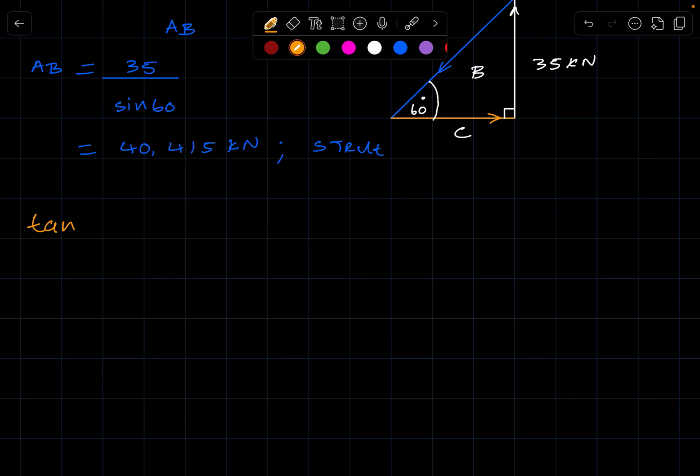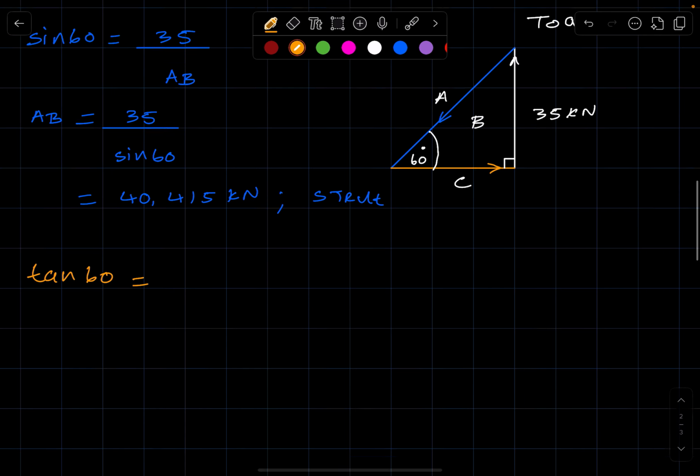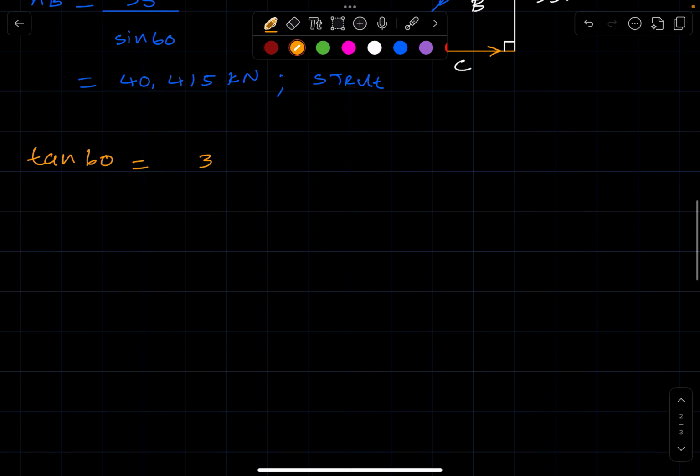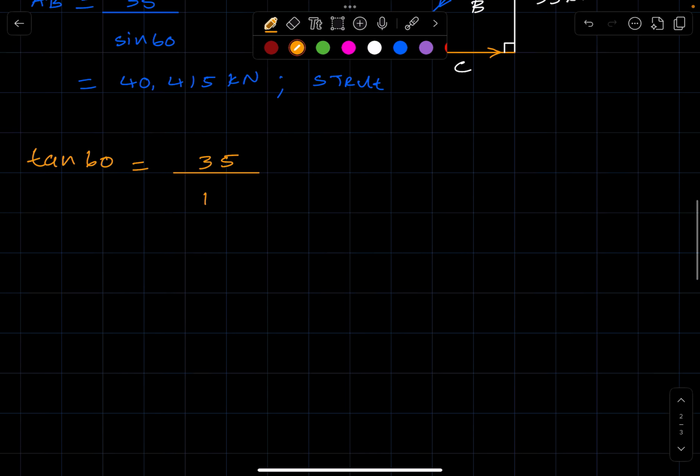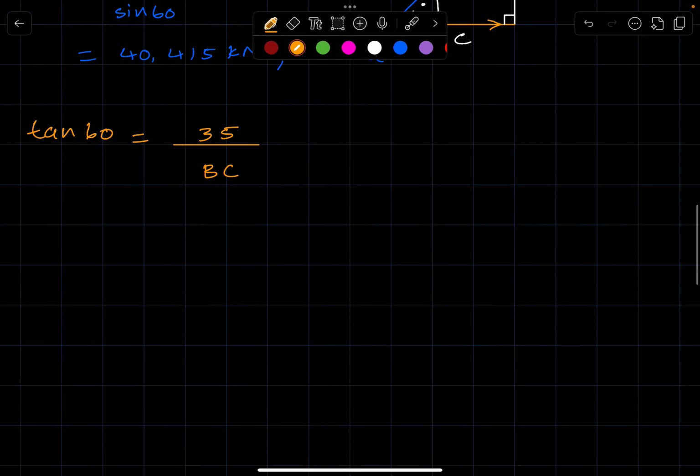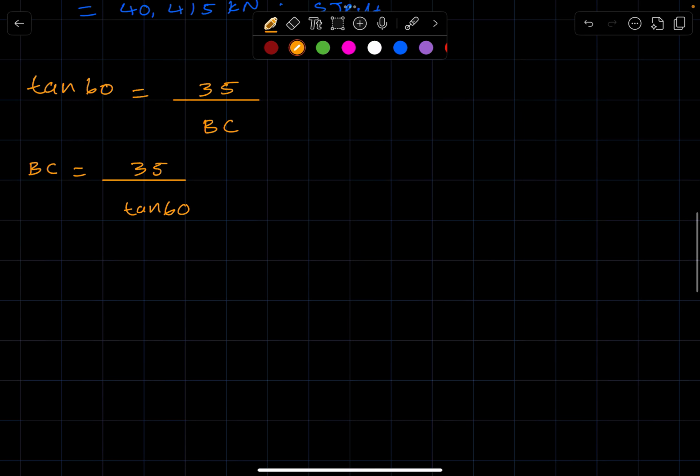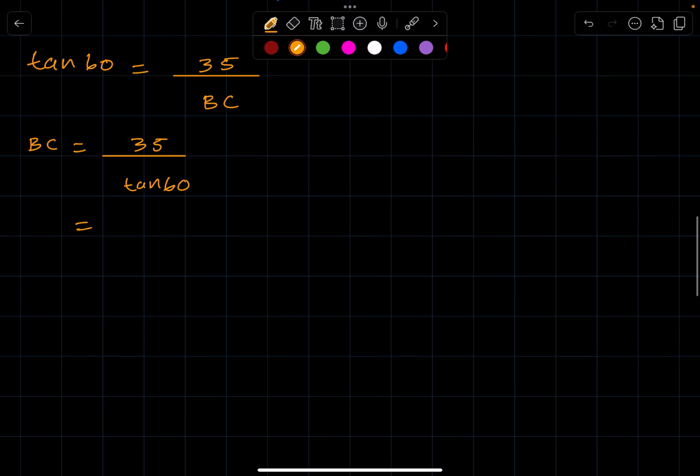So tan 60 is equal to the side opposite, which is 35, divided by the side adjacent, which is BC. Now you make BC the subject. BC is equal to 35 divided by tan 60. Now 35 divided by tan 60 should give you 20.207 kilonewtons. So this here is the magnitude of BC.